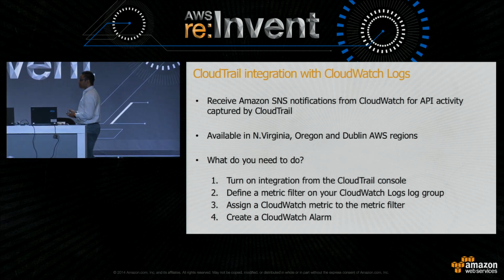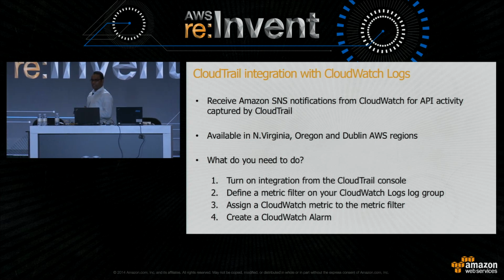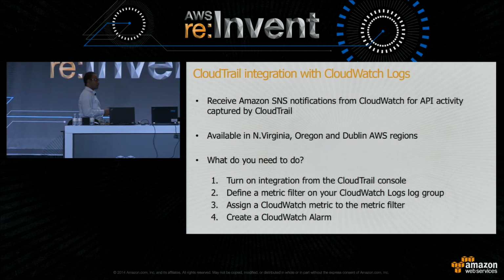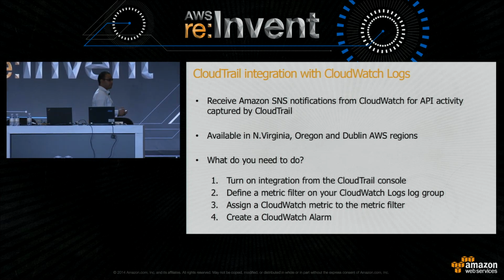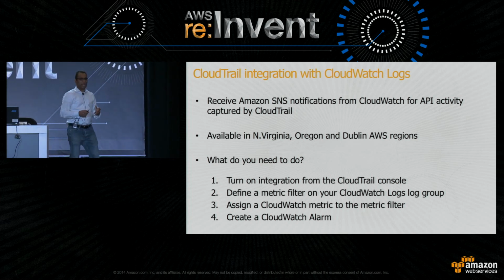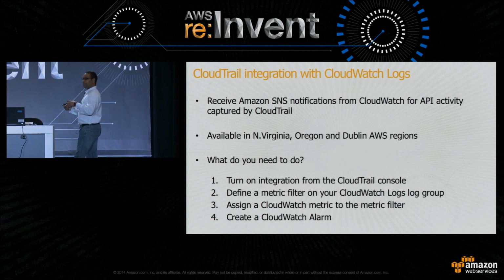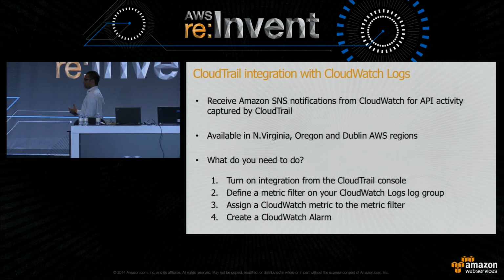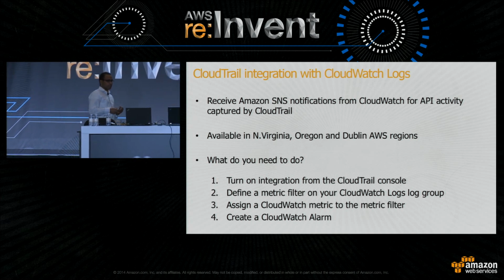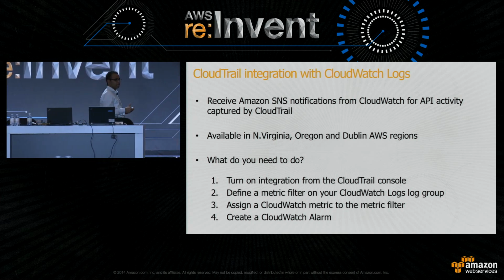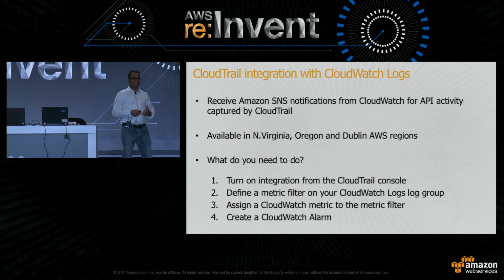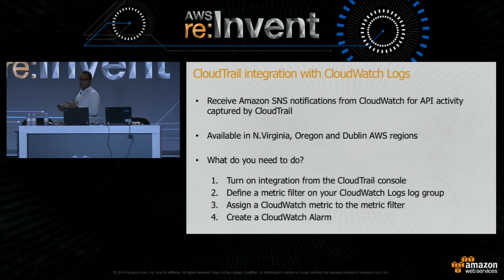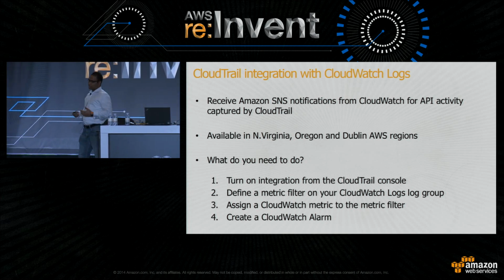So what do you need to do? The four simple steps. You turn on CloudTrail integration from the CloudTrail console, and then you define a metric filter. A metric filter is a specific pattern or a phrase that you're interested in that appears in your log files. And then you assign a CloudWatch metric to the metric filter. And the final step is you go ahead and create a CloudWatch alarm on that metric. So you basically specify that if this particular metric is more than this particular threshold, send me an alarm, which is a notification again.